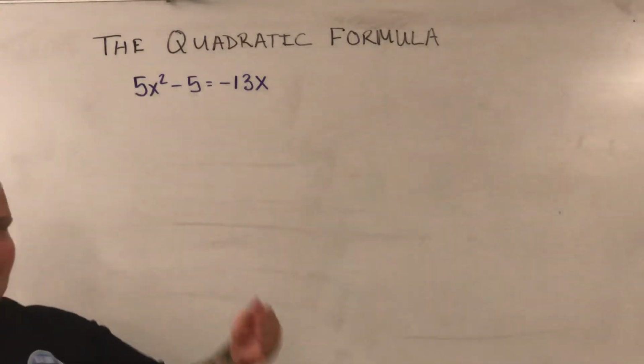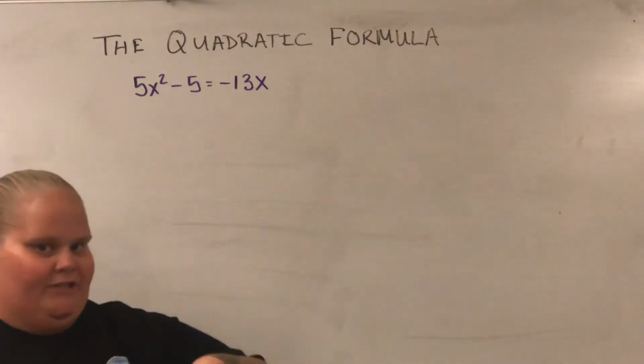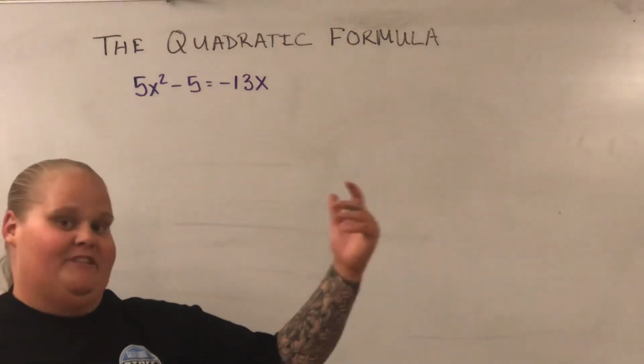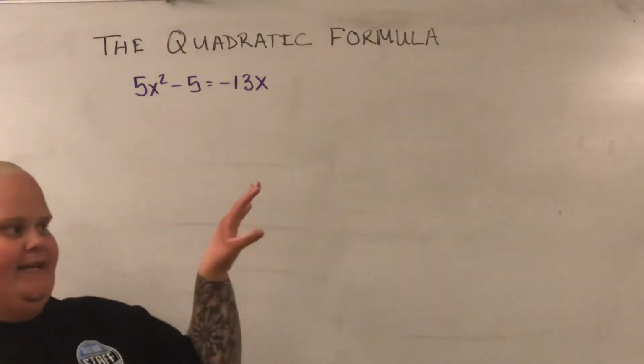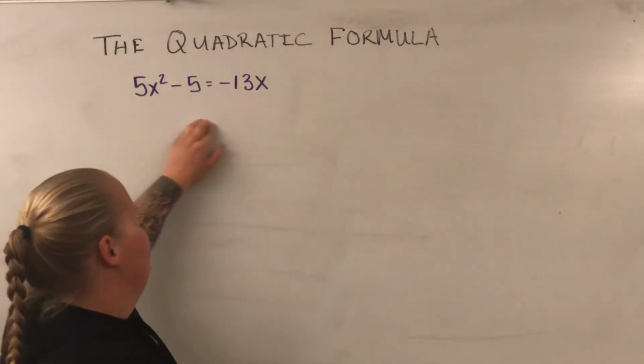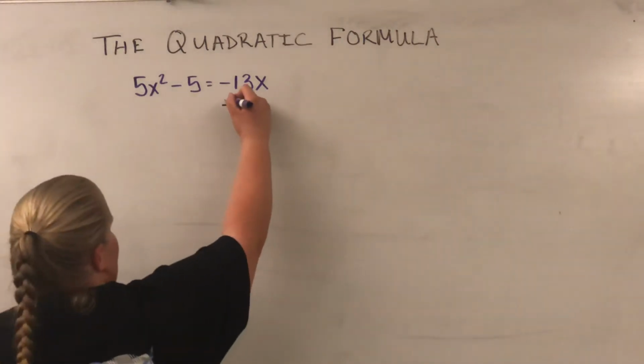Okay, now every time we've worked with a quadratic equation, we always want it to be in the order of ax squared plus bx plus c, right? So I want x squared, x, no x. On the right side, I need it to be 0, right? So I can't have anything on that right side. So that means I need to move this 13x over to the left side. I do that by adding 13x to both sides.